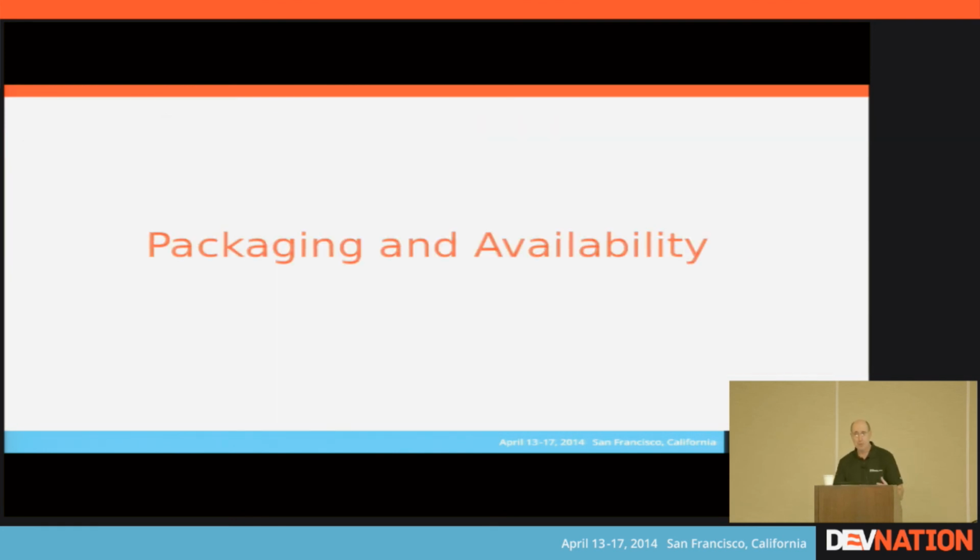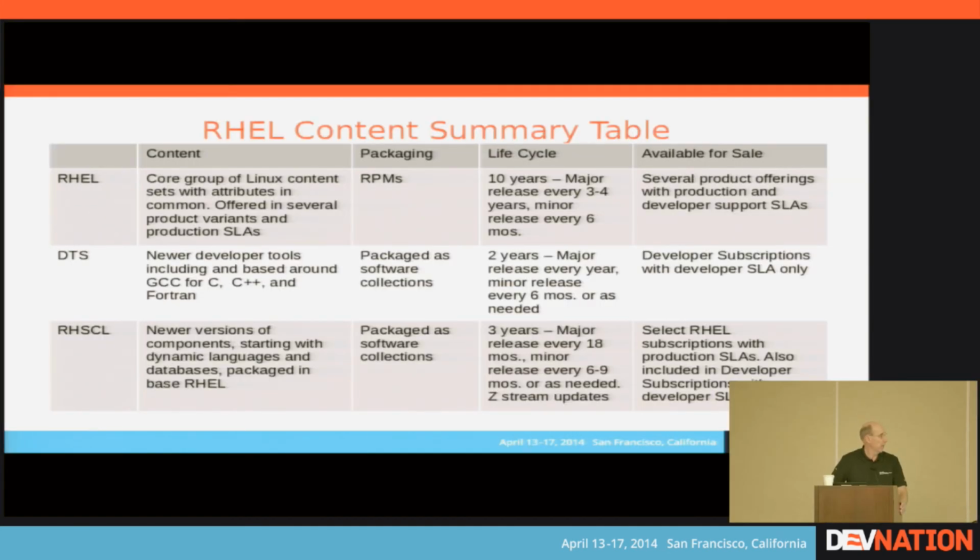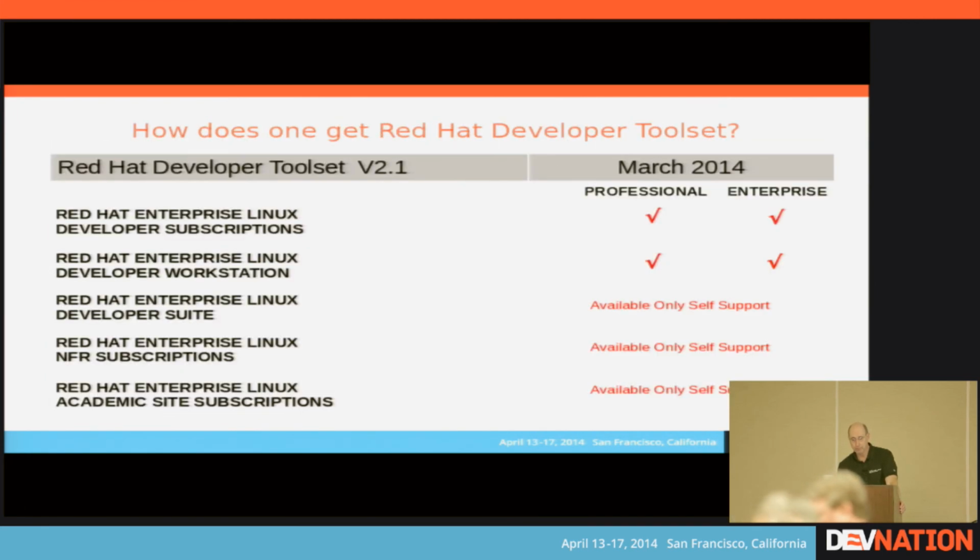So that's what we have available for the developer tools and basically how they work. Here's a summary, which is probably a bit of an eye test, but it kind of puts everything in perspective. The tools in Red Hat Enterprise Linux in the DTS and Red Hat software collections. You can see the packaging that we use, the life cycle, and how they're available.